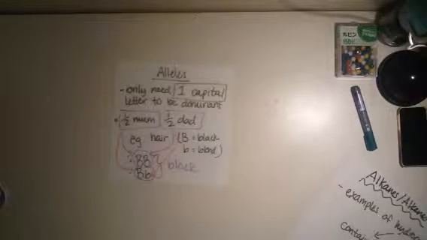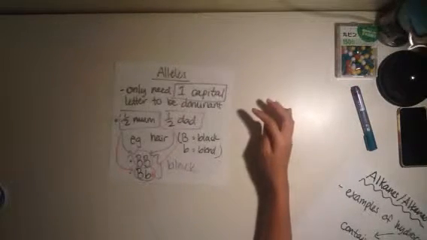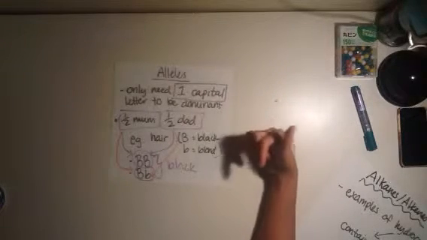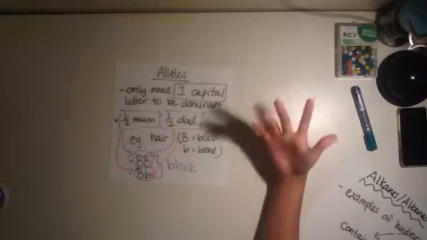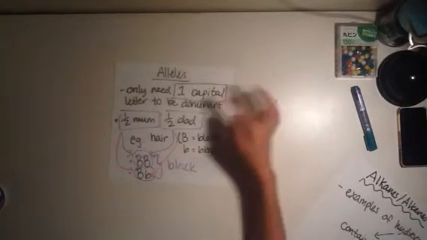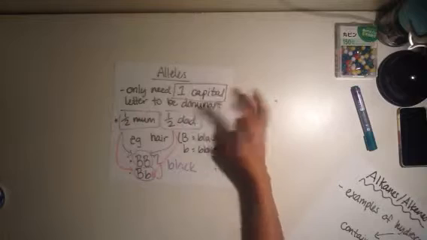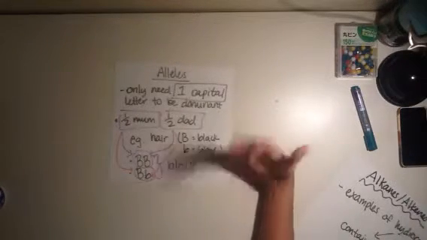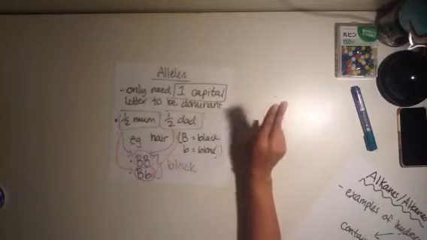Alright, so alleles continued. We just looked at dominant and recessive. So we said dominant was represented by a capital letter, and recessive was represented by a lowercase letter. Now, you only need to have one capital letter for the characteristic to be dominant. Because you get half of your traits from mom and half from dad, a trait is always going to be represented with two letters together.